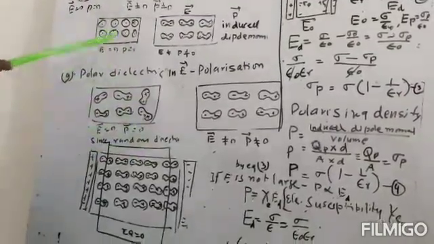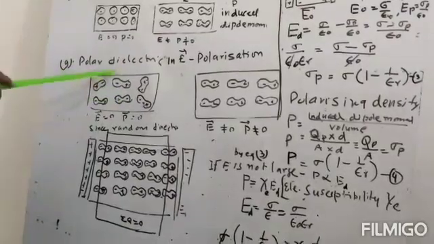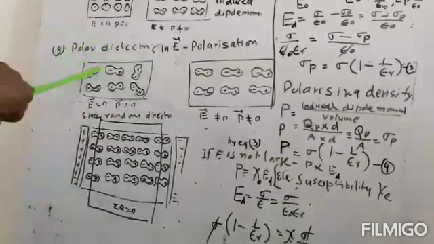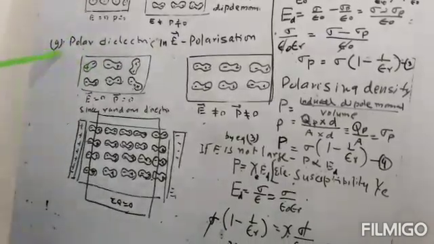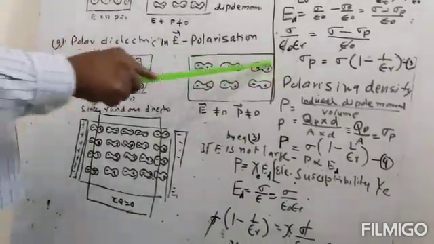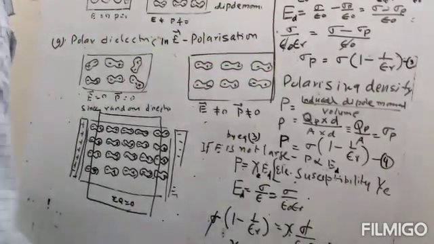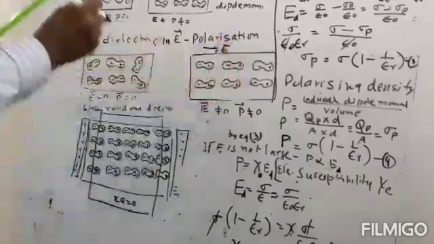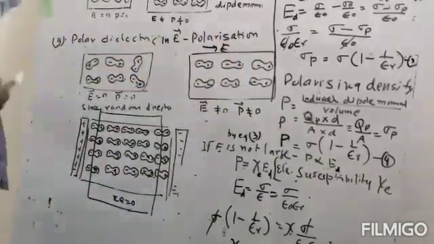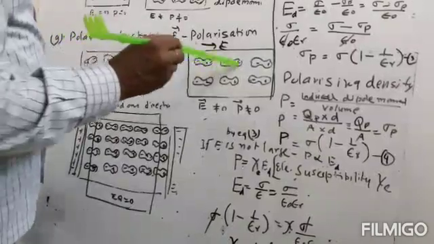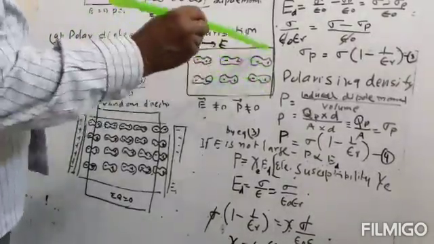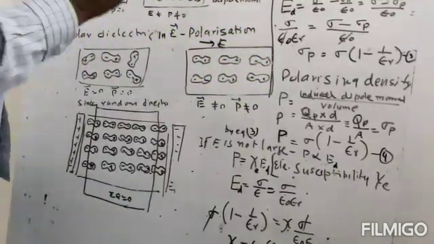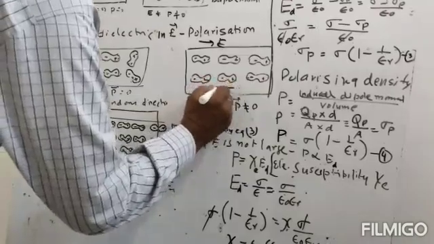Now if we apply the external electrical field on the polar molecules or polar dielectric, then the dipoles are oriented, or aligned, in the direction of the electrical field. This is the direction of the external electrical field. So the dipoles have negative this side, positive this side, and they are aligned in the same direction. So they will have an electrical field, and the direction of the electrical field due to polarization will be in the opposite direction.